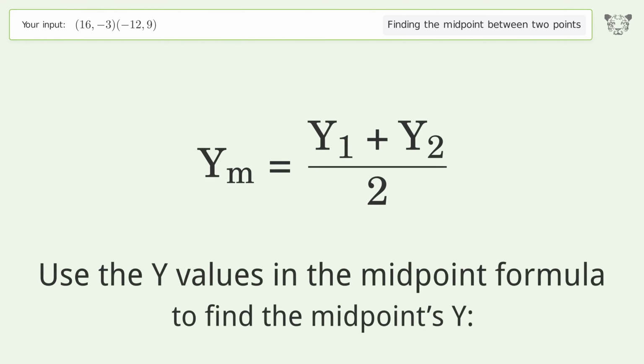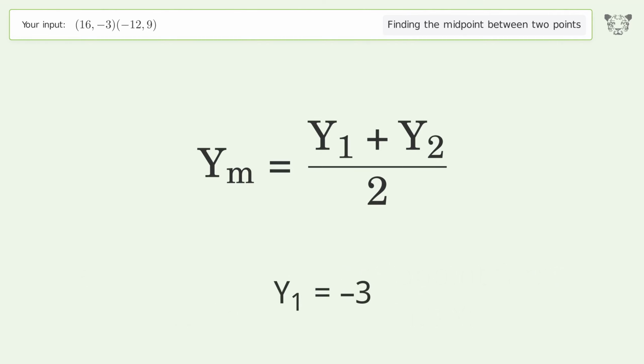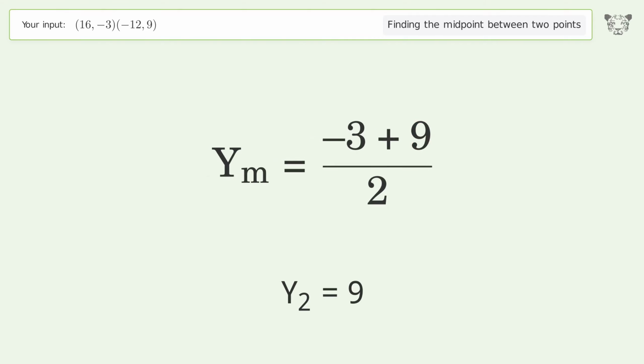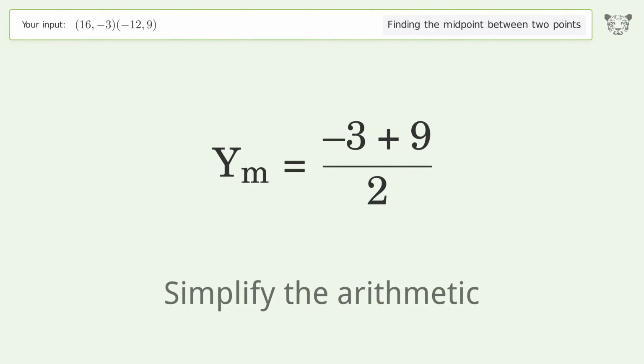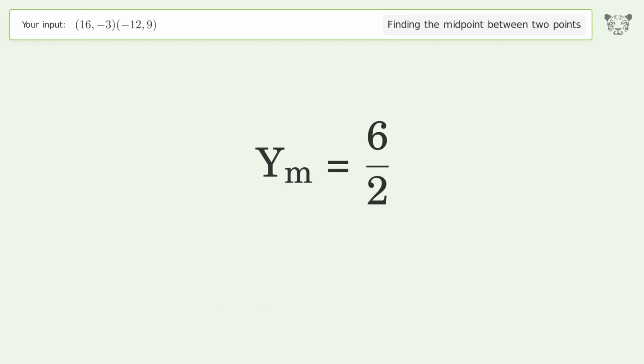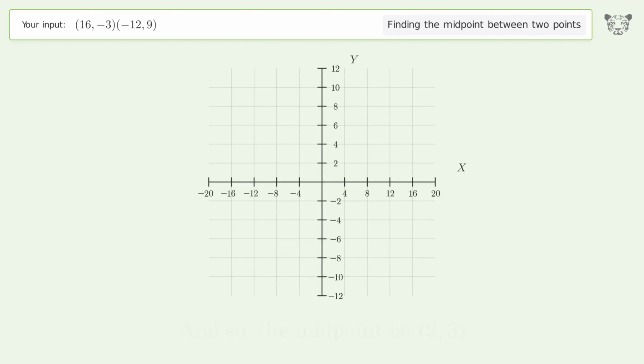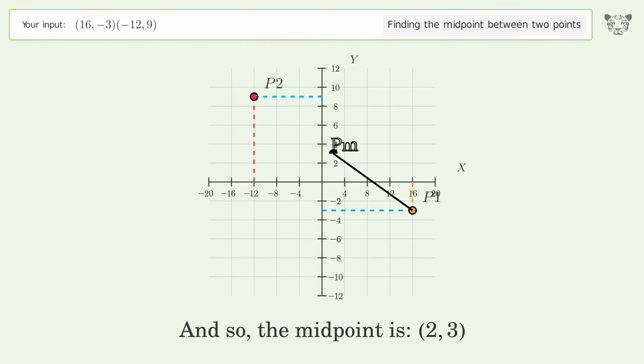Use the y values in the midpoint formula to find the midpoint's y. y1 equals -3. y2 equals 9. Simplify the arithmetic. And so, the midpoint is 2, 3.